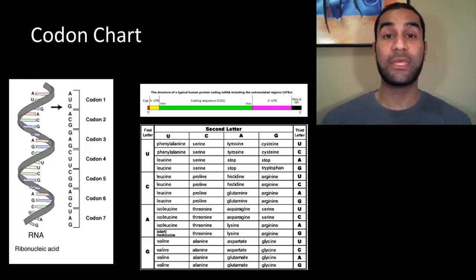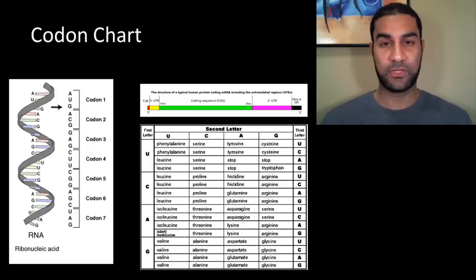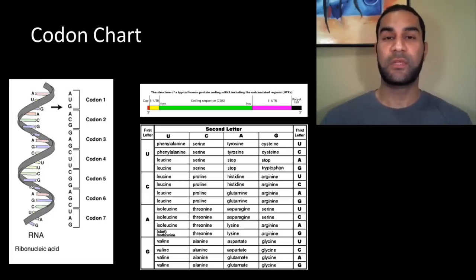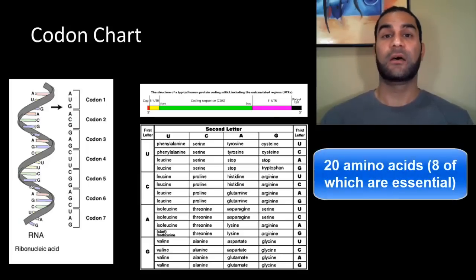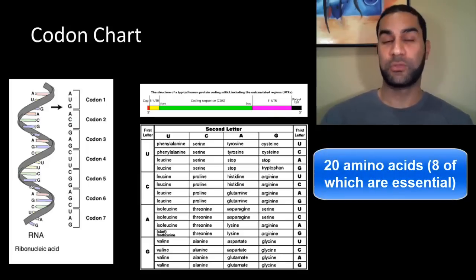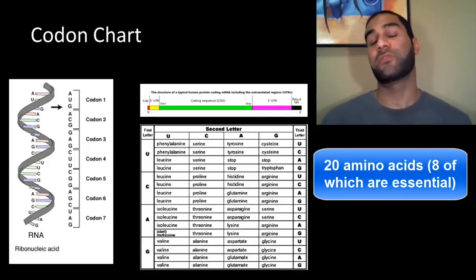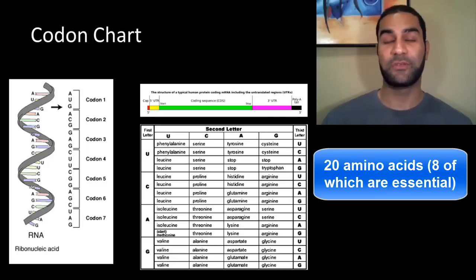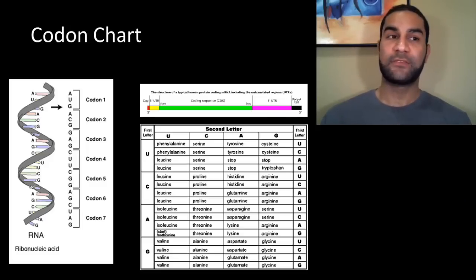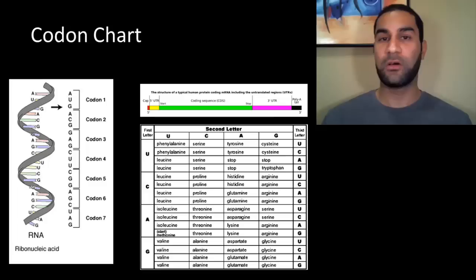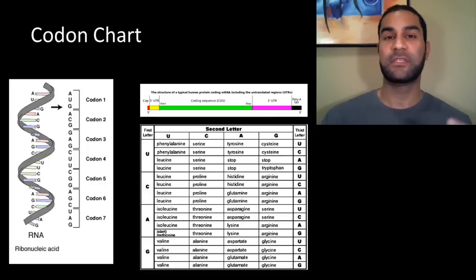Now there are 20 different amino acids. You've learned this already. There are 20 different amino acids that make up proteins. 12 of them are naturally made by the body. 8 of them you have to get through your diet. That's why they're called essential amino acids. And we said before, it is very important that you always have all 20 amino acids available at any given time, so you're putting together the correct protein.